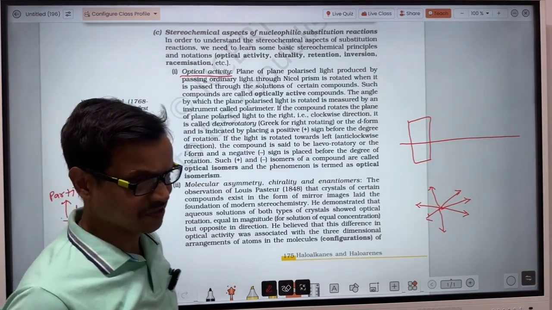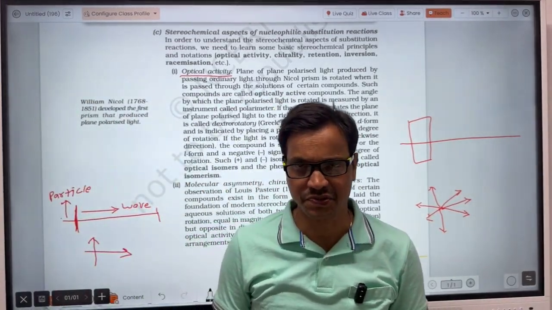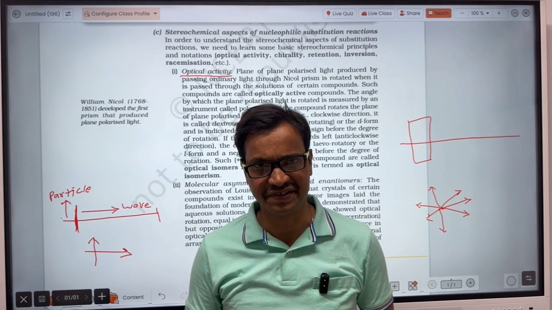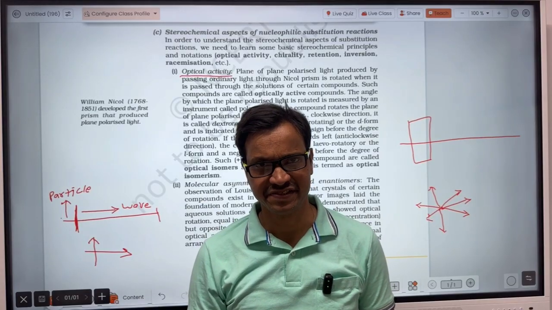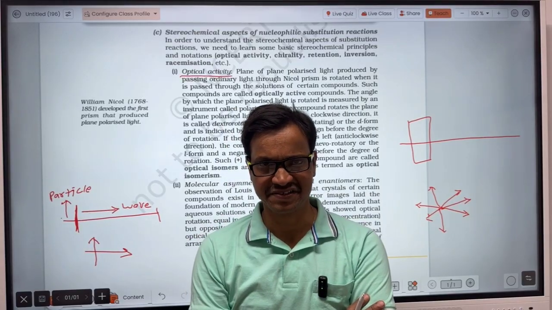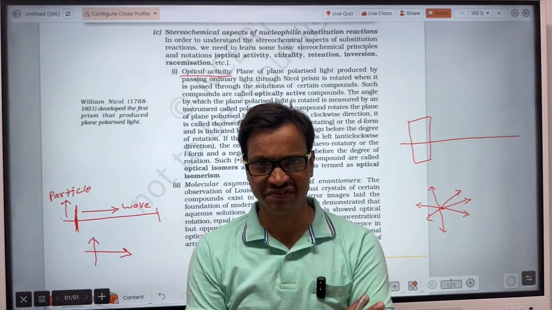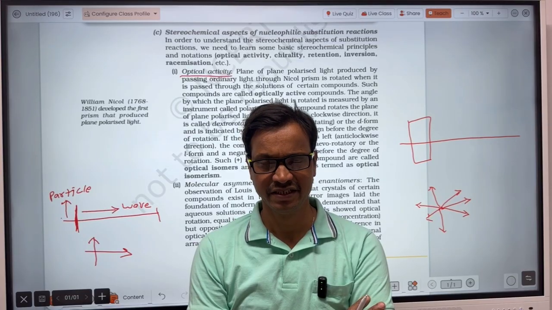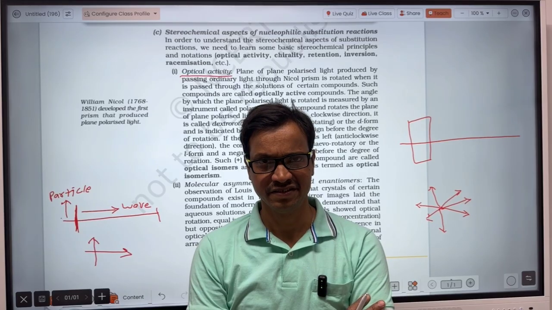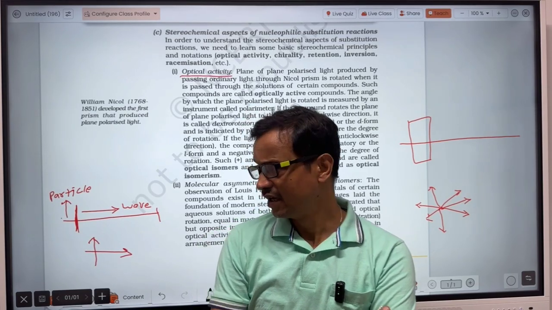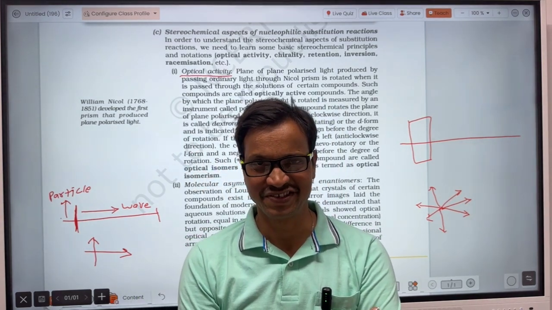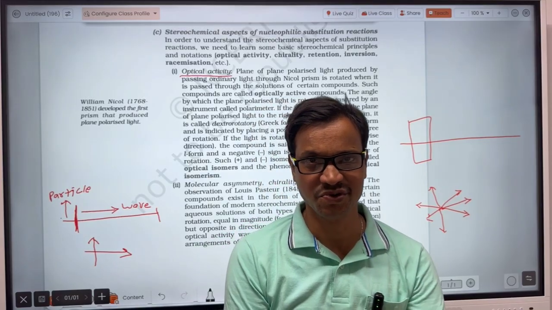So that is a transverse wave, and a longitudinal wave is the wave in which the constituent particles vibrate in the same direction in which the wave propagates. In a transverse wave, the constituent particles vibrate perpendicular to the direction of propagation, while in a longitudinal wave, they vibrate in the direction of propagation. The best example of a transverse wave is the light wave, and the best example of a longitudinal wave is the sound wave.